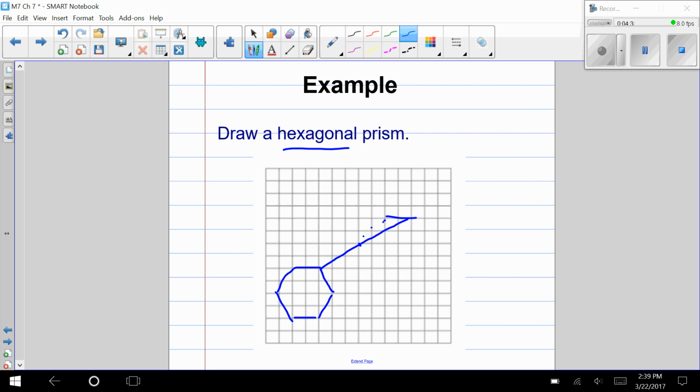Notice that, oops, messed up a little. Notice that some of my lines are going to be dotted because they would be in the back of my prism. So when I draw this, I connect all my corners, and there's my hexagonal prism.